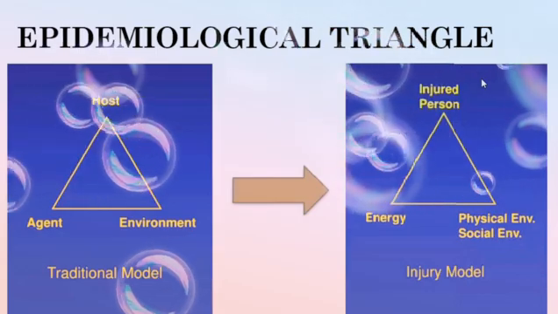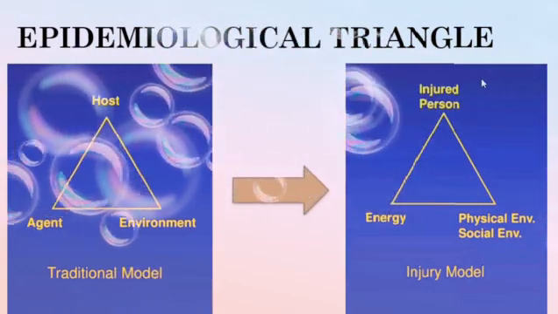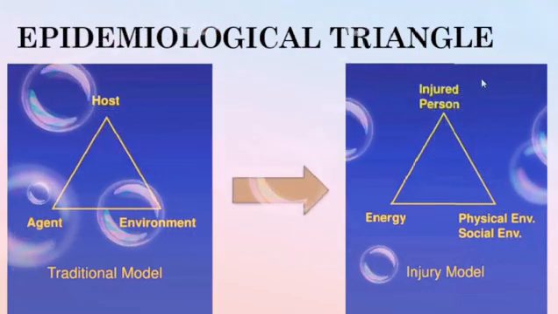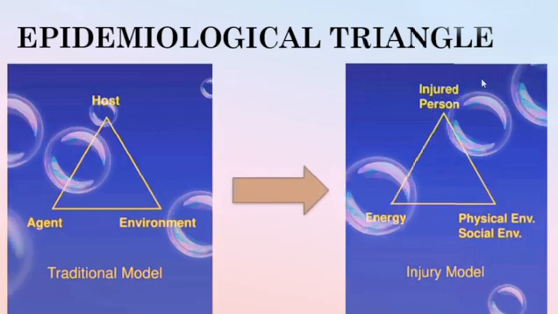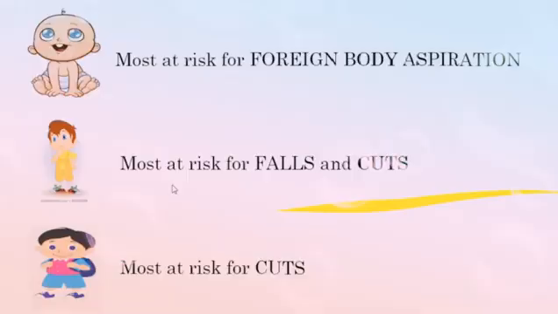In the traditional model, host, agent, and environment are interconnected, while the injury model has the injured person, the loss or gain of energy, the physical environment, and the social environment, which are interconnected. Most are at risk for foreign body aspiration, and they are at risk of falls and cuts.